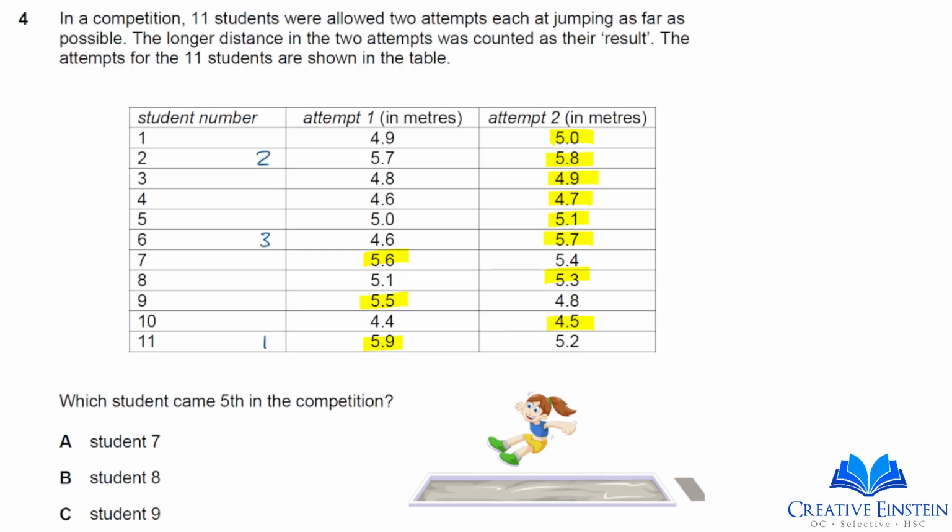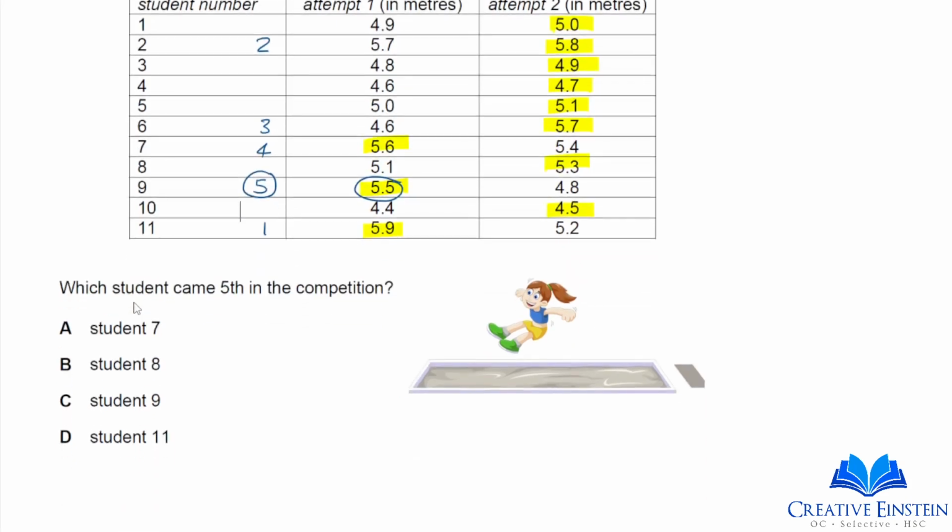Then we have 5.6, fourth. Now this is the one that we're looking for. After 5.6, we have 5.5. So that is the 5th, which means it was student 9. So, which student came 5th? It was student 9.